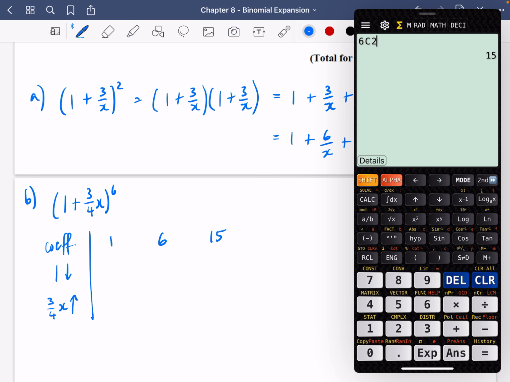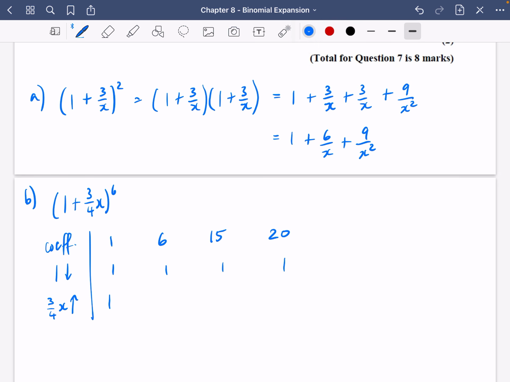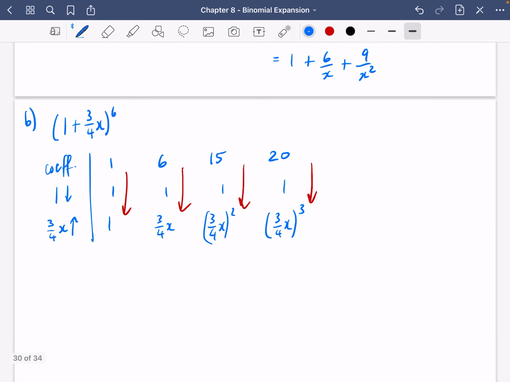And then we'll do 6 choose 3, which is 20. Well, these are going to be boring. These are all just going to be ones because 1 to the power of anything is 1. And then it's going to be power of 0, power of 1, power of 2, power of 3. And then same old. Multiply as we go down these columns here.